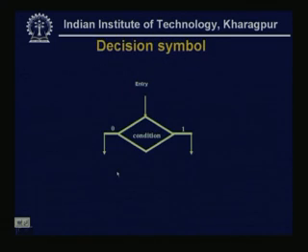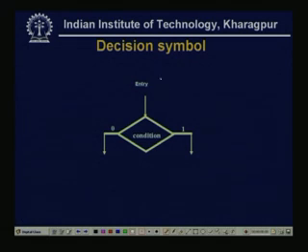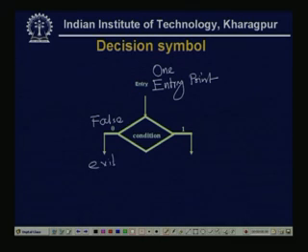Now, the symbol is here. This is the one entry point, and there are two exits. If the condition is false, then this is exit 1. If the condition is true, then it is exit 2. So, there are two exit points.